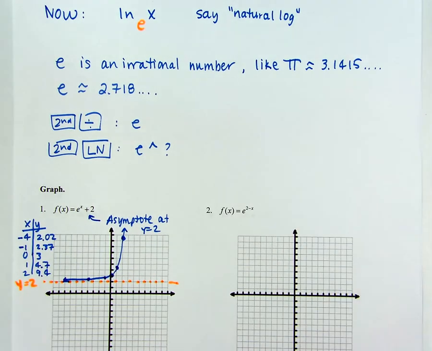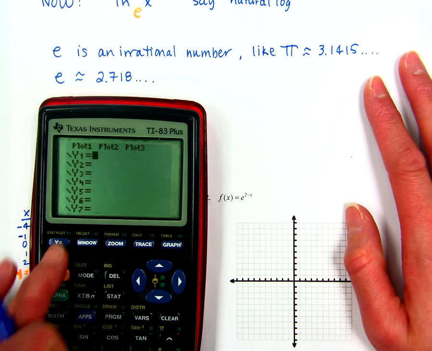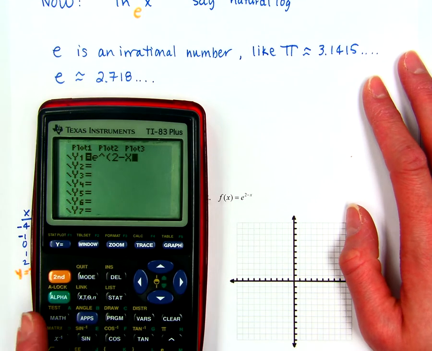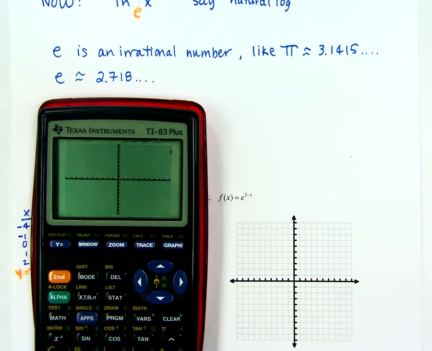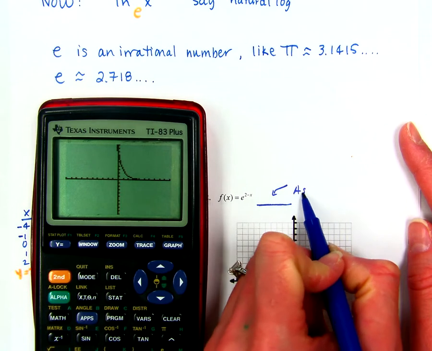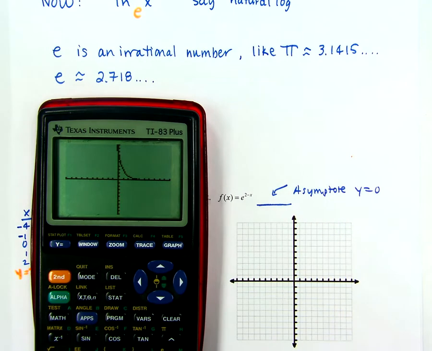All right, problem number 2, we're going to do exactly the same thing. So we're going to type it in. We've got e raised to the 2 minus x. So we do actually want the whole thing up in the exponent. Okay, hit graph. And then this time there's nothing being added at the end, so my asymptote is at y equals 0. So that tells me that I have a horizontal line at the x-axis that my graph is going to get really, really close to, but not actually touch.